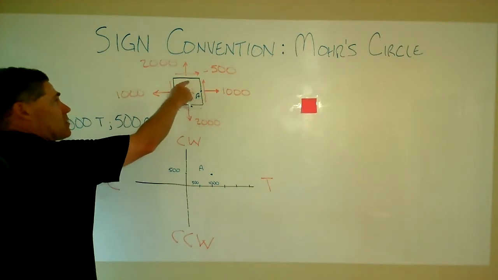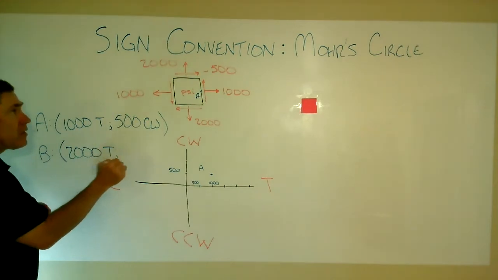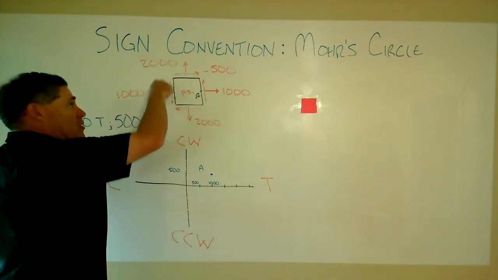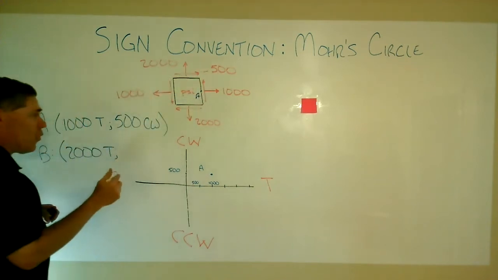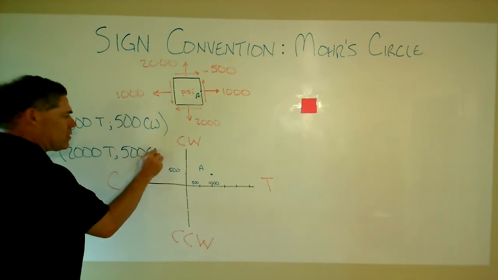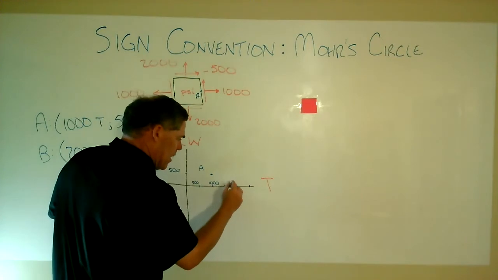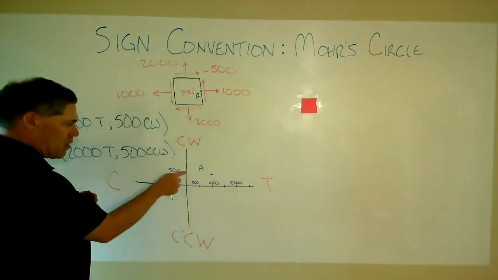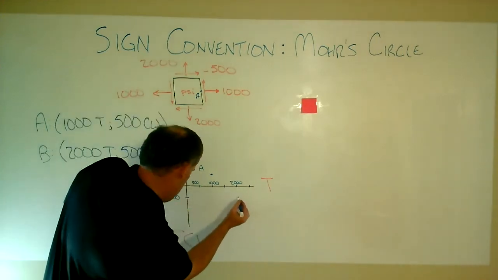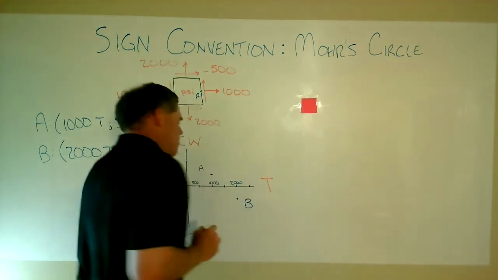Then let's get another point that's on the other surface, which is at 90 degrees. We've got 2,000. That also is in tension. And then we have 500. Again, it's the opposite of what's shown. What's shown would tend to go clockwise, but it's opposite of that, so it's going to want to spin that block in a counterclockwise fashion. So 500 CCW will be point B. Go out to 2,000, which would be out to here, and then it goes on the other side at 500. And that looks to be point B.